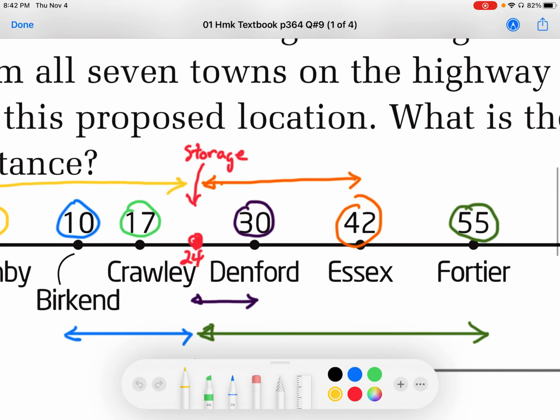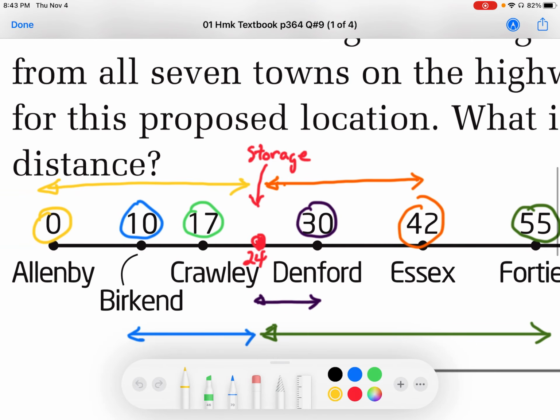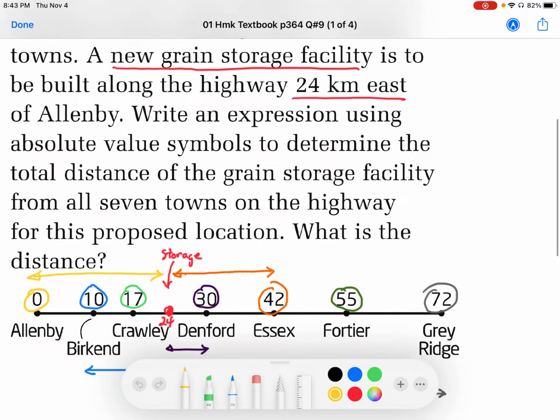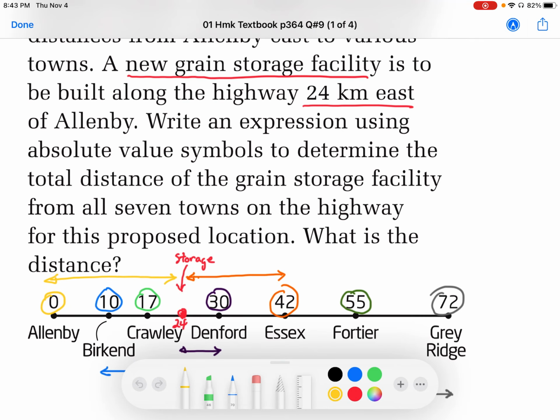Zoom in a little bit. So there's where the storage facility lies. Imagine this being a number line. So at 24 kilometers. And write an expression using absolute value symbols to find the total distance for the storage grain facility from all 7 towns on the highway for this proposed location.